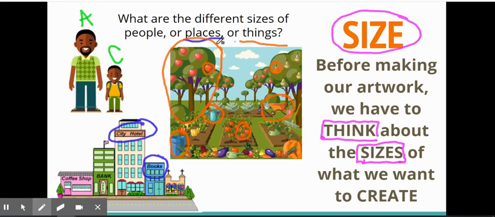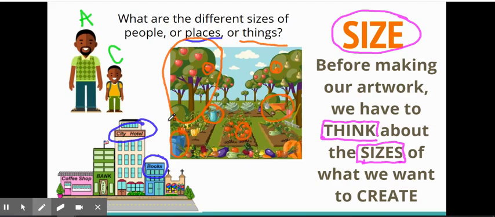So that's why the sizes of things also matter, because if we make the size way too big or way too small, then our picture isn't going to look quite right. And it means that we're taking up too much room for stuff that should not be that big or should not be that small. Capiche?